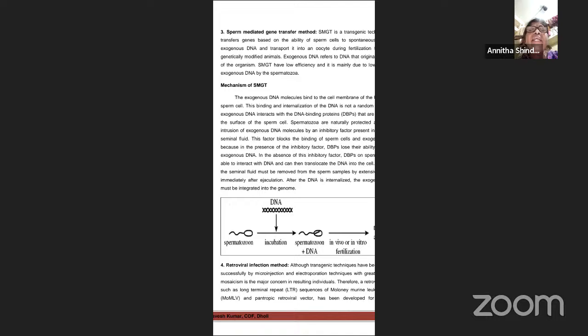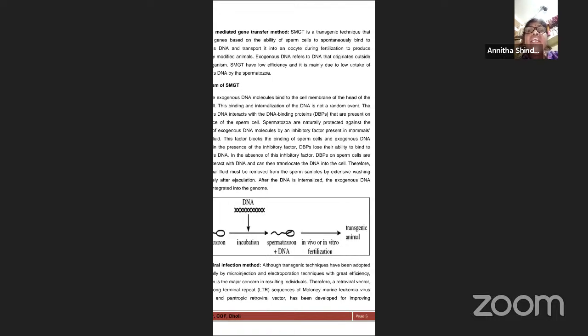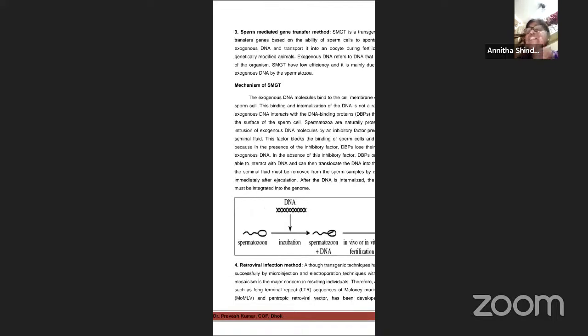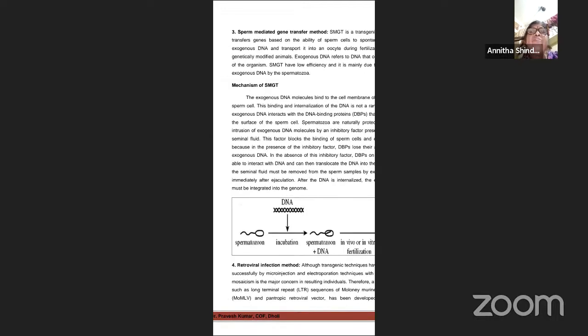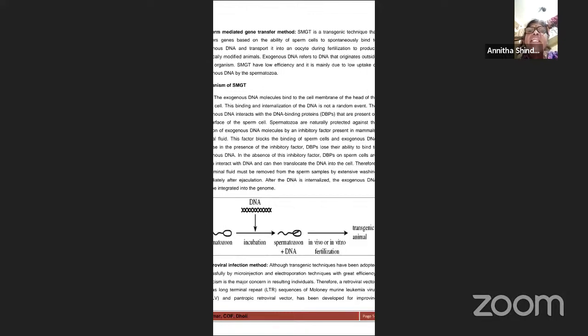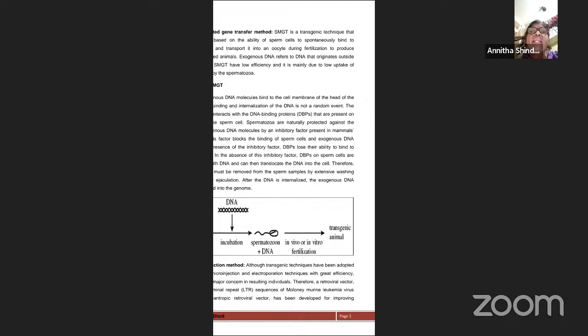So here what they are saying is the sperm should have the ability to bind to the exogenous DNA. The exogenous means the DNA which is present outside, and transport it into an oocyte during fertilization. As a result, you can get genetically modified animals. So this is called the sperm-mediated gene transfer method. So exogenous DNA refers to what? It is nothing but a DNA that originates outside the organism.